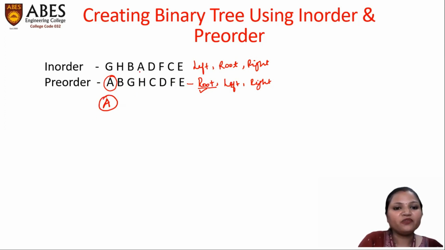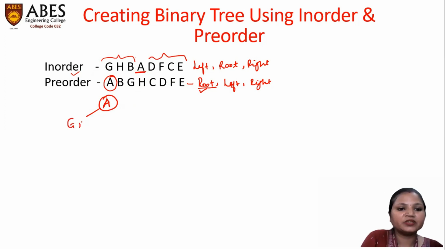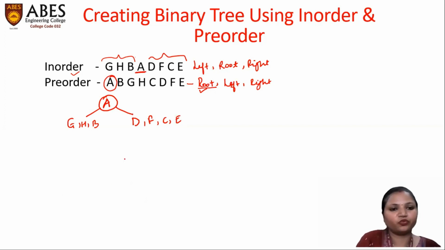Fine. So if A is the root node, check in inorder, all the elements on the left hand side of A will form the left subtree, and all the elements on the right hand side of A will form the right subtree. So we can say G, H, B are in the left subtree, D, F, C, E are in the right subtree. Fine. So here in the left hand part we have G, H, B.